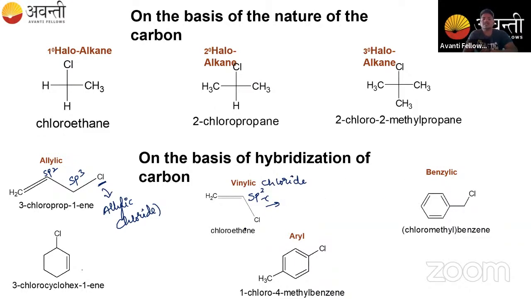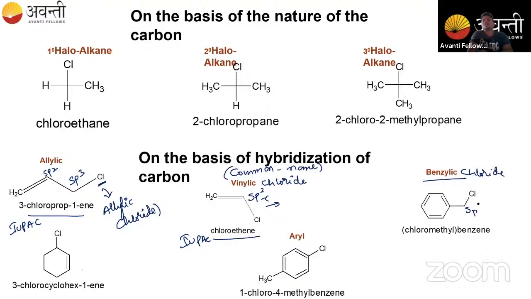Sir, but here you mentioned chloroethane, and here you mentioned 3-chloropropane. Yes, these are IUPAC names. What about these? These all are common names. Very, very important. Same as benzylic chloride.